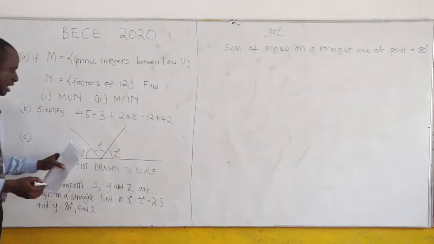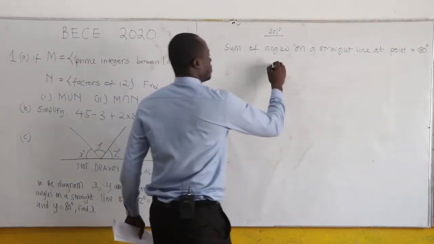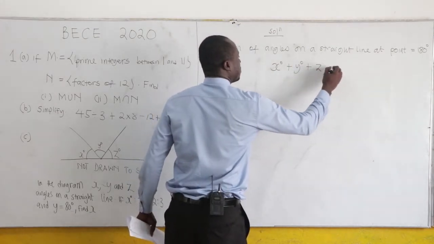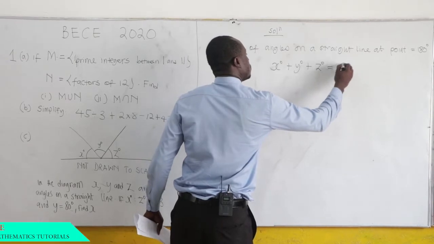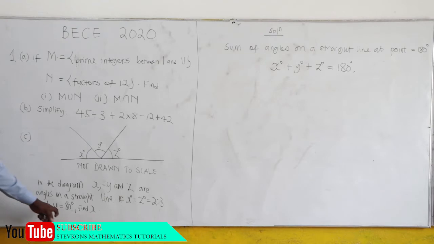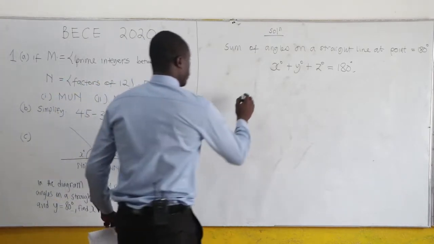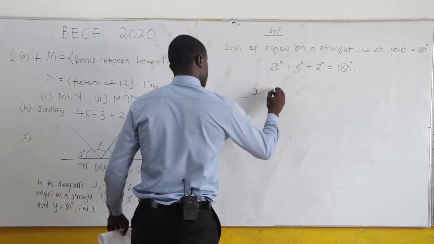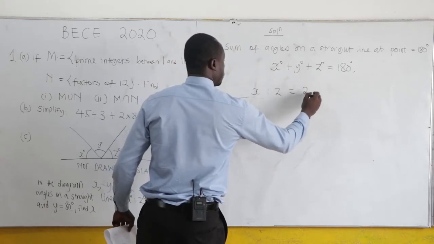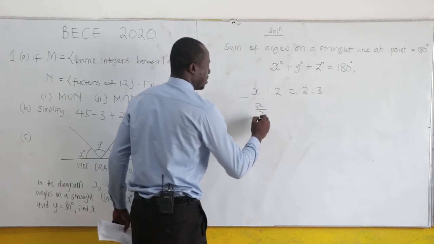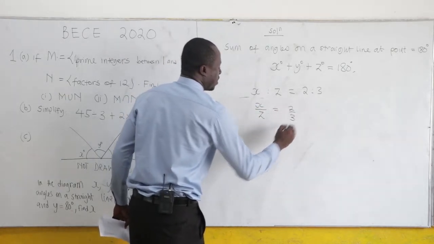So what does it mean? It means x degrees plus y degrees plus z degrees is equal to 180. Now, we are being given y to be 80 degrees. And then also we are given x is to z equal to 2 is to 3. Now x is to z, we can express as what? x over z equal to 2 over 3.